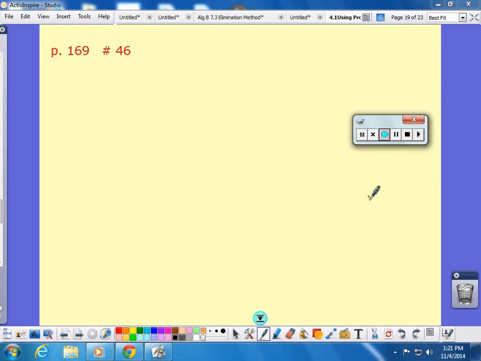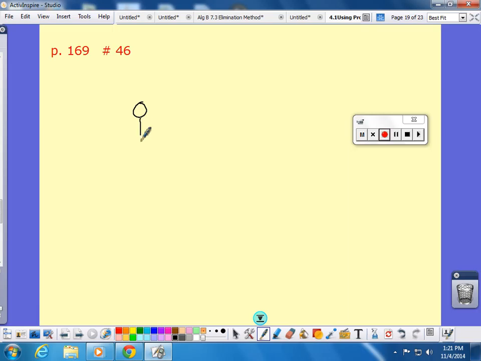Okay, let's look on page 169, number 46. Is everybody with me? Alright, suppose that a 6 foot tall person casts a shadow that is 10 feet long, and a nearby statue casts a 16-foot shadow. How tall is the statue?